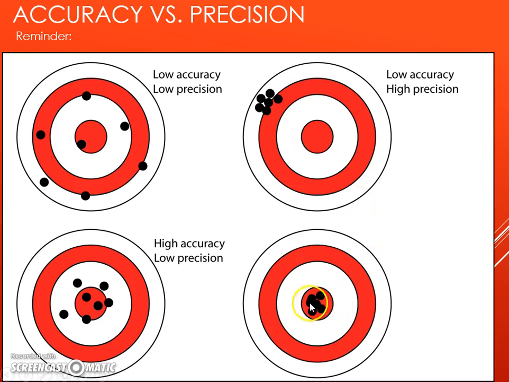And then the very last one, you notice we've got a tight cluster here, and it's right at the bullseye, so the average is going to be there. So what do you think this one is? I'd say it's both high accuracy and high precision.